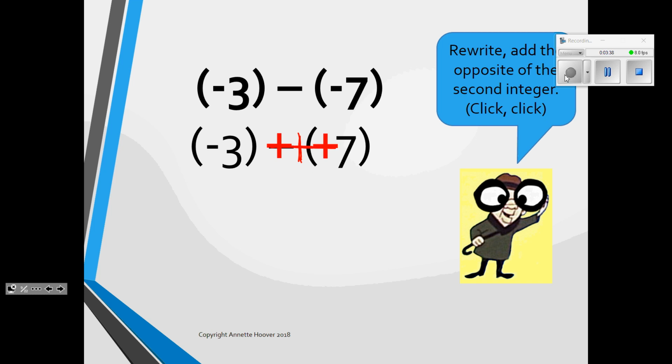Go back to our adding rules. Same signs, add and keep. Different signs. We have a -3 and a +7, so they are different signs. So you subtract and keep the sign of the one with the greatest absolute value. And 7 minus 3 is a +4.